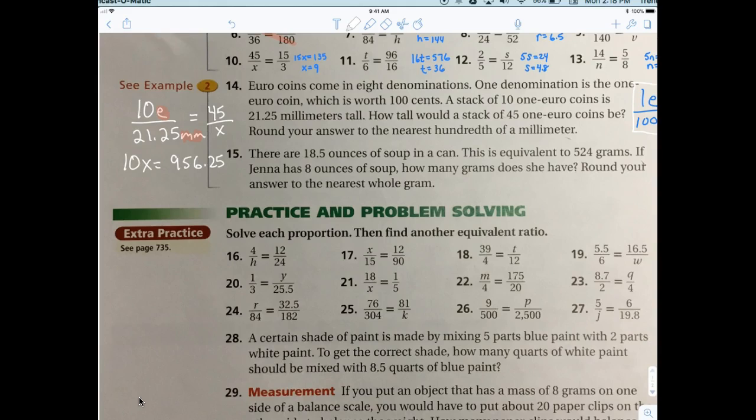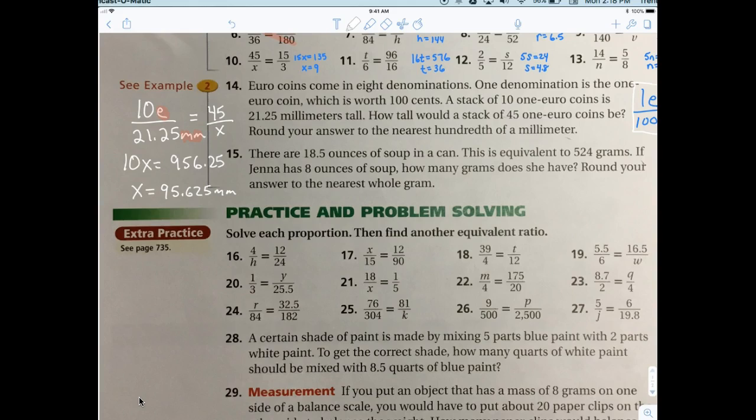Okay, so now the final step is to do what? Divide by 10. Now really, you don't need to divide by 10 with a calculator because you're just going to move the decimal to the left one. Everybody with me? So your answer would be x equals 95.625 millimeters. Is everybody happy with that explanation? I was confused at first because they said a euro and a cent, but that had nothing to do with it. Does everybody agree?